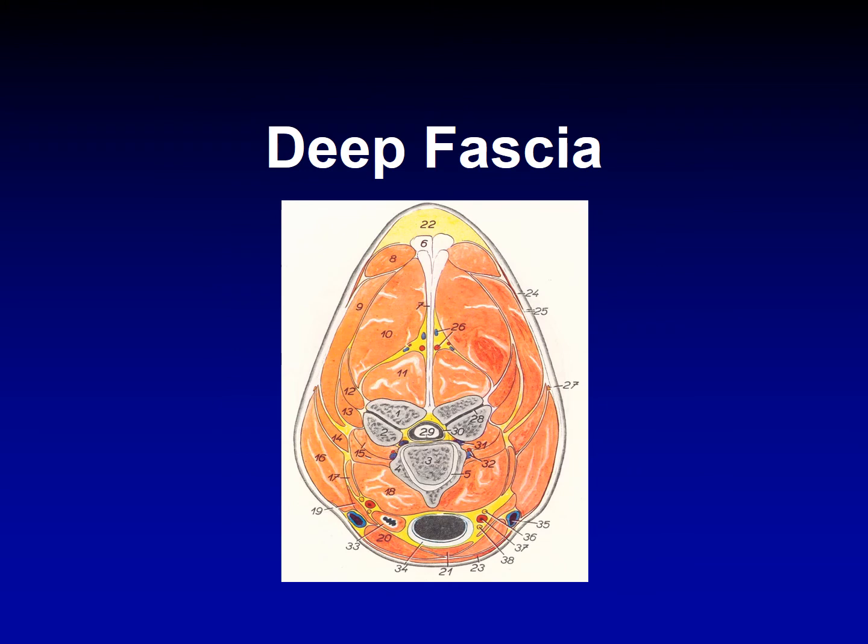This is a picture again, a cross section of the neck, about the level of the fifth or sixth cervical vertebra, and here we can see the deep fascia wrapping around the trachea, the esophagus, and also the carotid sheath. The trachea, the esophagus, and the carotid sheath. Three major structures.